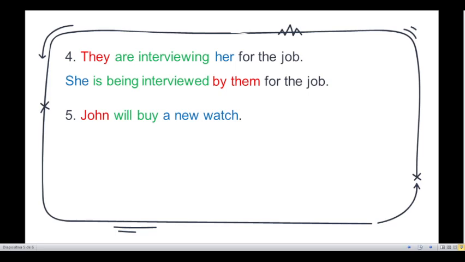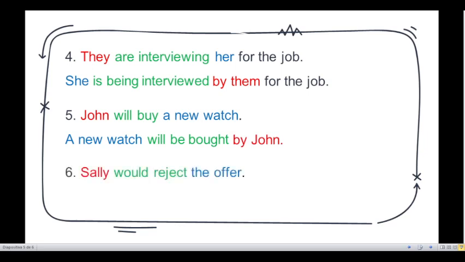So let's start with the object. A new watch. Then auxiliary be in simple future, will be, main verb in past participle, bought, and finally the subject of the active sentence. By John. Very good. Let's read it. A new watch will be bought by John. And the last sentence. Sally would reject the offer. Sally, subject. Would, modal verb. Reject, main verb. The offer, object.